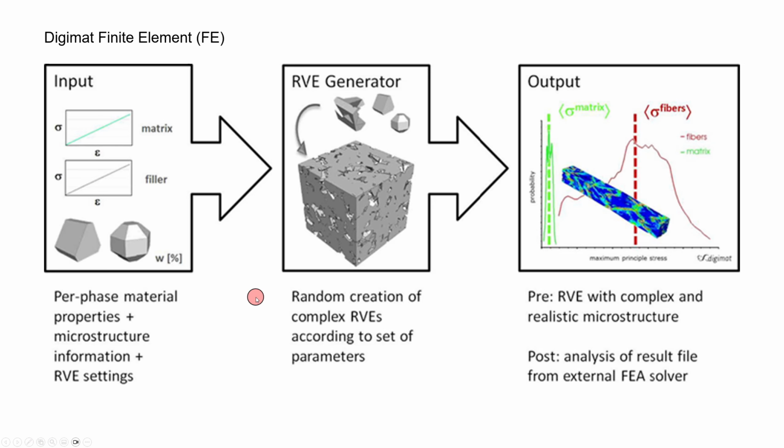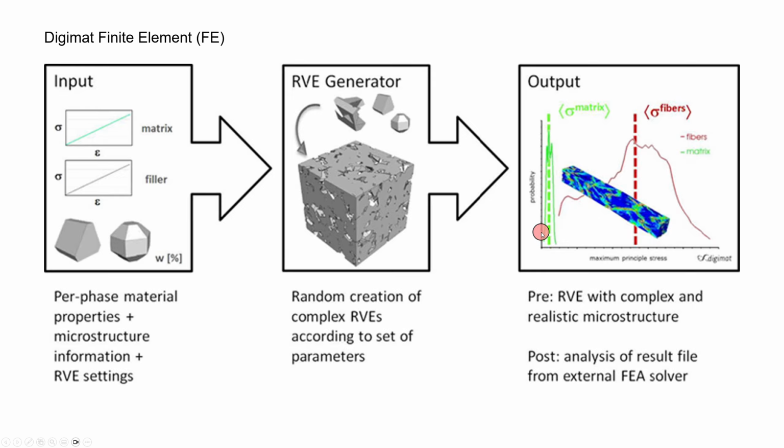Now let's talk about how Digimat can help you with composites and other types of materials. In Digimat Finite Element, you import per-phase material properties and other information about the composite makeup. Digimat then generates a representative volume element, an RVE, and uses finite element analysis on this element to figure out things like its stress-strain curve.